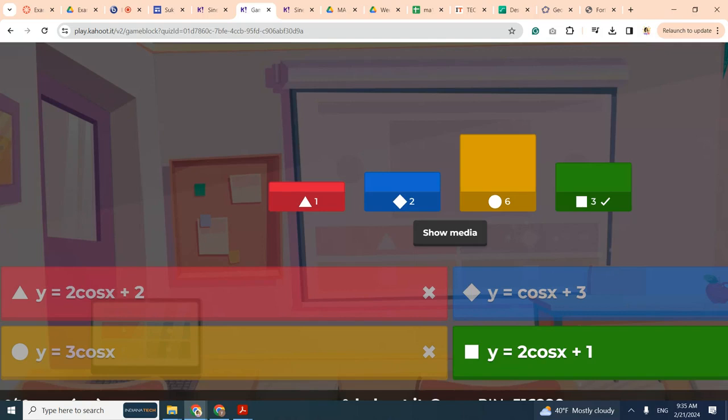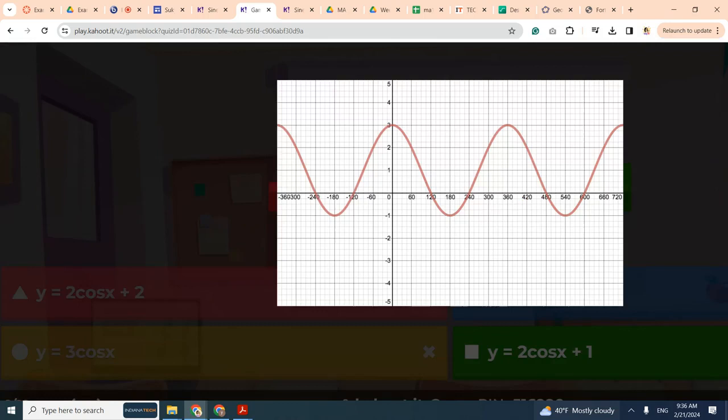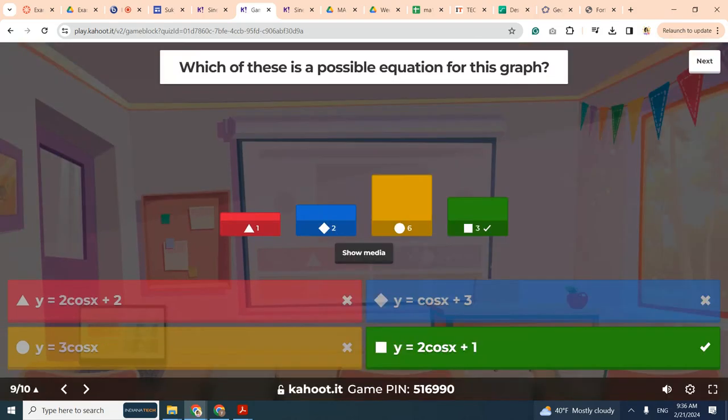Okay, let me see. 6 of you choose the yellow one. Right. The amplitude is 2. It's not 3. And we shift up 1 unit. Is that clear, everybody?